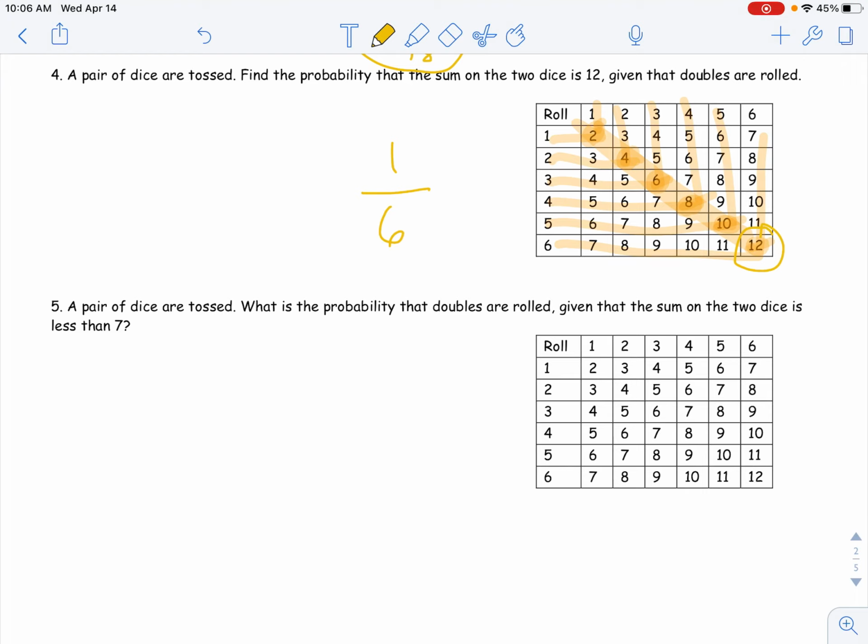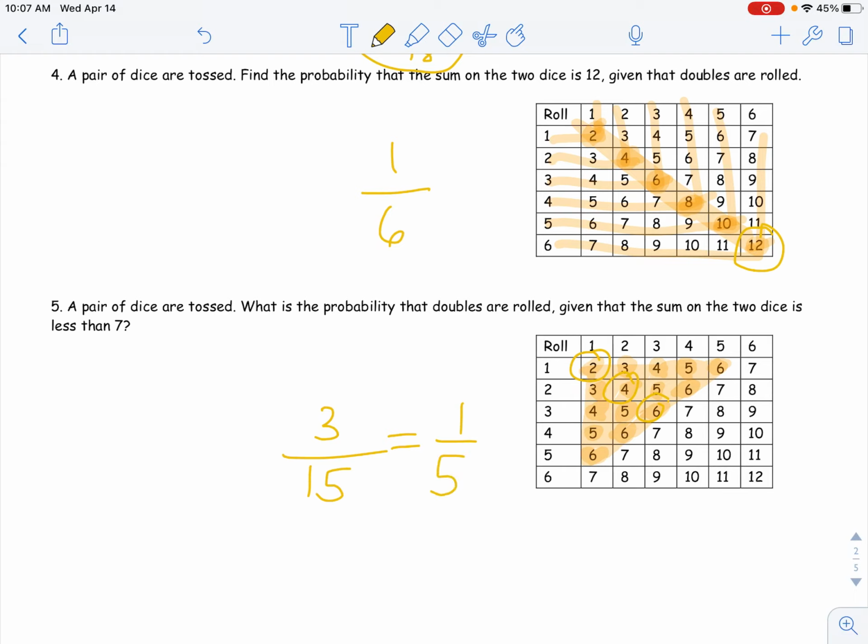A pair of dice is tossed. What is the probability that doubles are rolled, given that the sum of the two dice is less than 7? All right, so it has to be less than 7, so we only care about all these numbers right here. How many numbers are there? 1, 2, 3, 4, 5, 6, 7, 8, 9, 10, 11, 12, 13, 14, 15. Out of the 15 sums that are less than 7, how many of them are doubles? 1, 2, 3. So 3 out of 15, or 1/5.